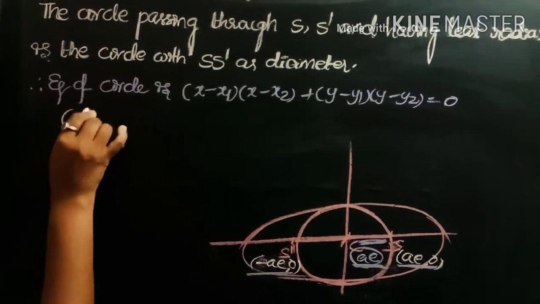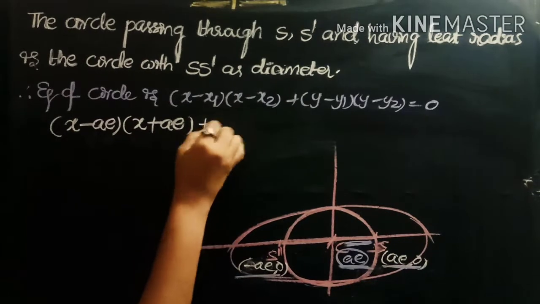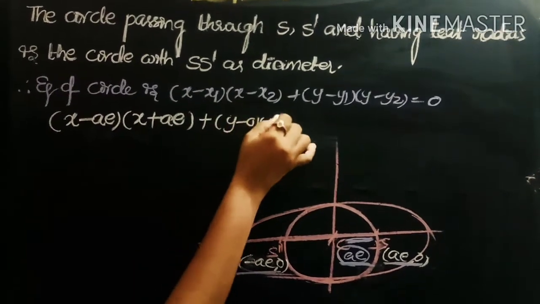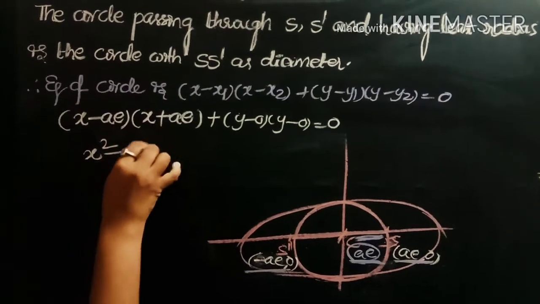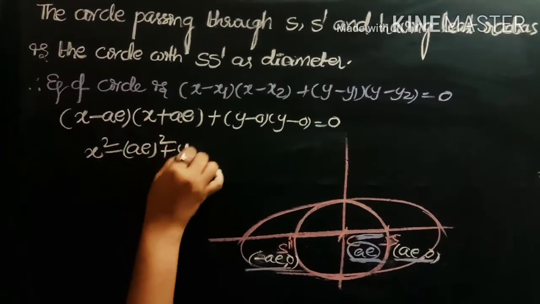Therefore replacing the values, x minus AE into x plus AE plus y minus 0 into y minus 0 equals to 0. That is x square minus AE whole square plus y square equals to 0.